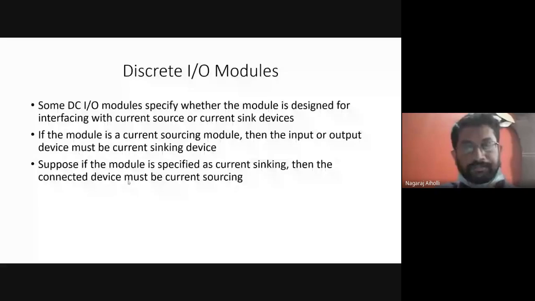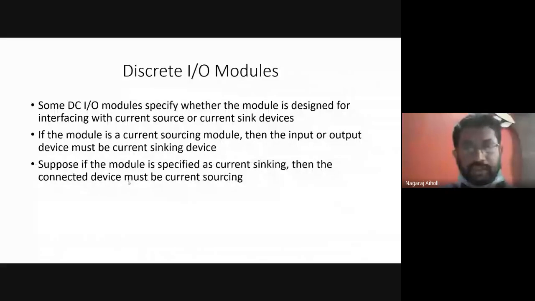Try to be clear here. Current sourcing means the module which is sending the current, the power, is called the current sourcing module. Now we say that we are sending the power or the current from the input output module to the field device. So the input output module here is the current sourcing module. It is the current source, a source of the power, a source of the current.